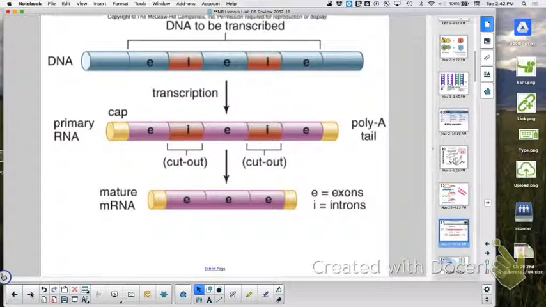See if whoever's sitting in the blue seat can explain what's going on in this picture right here.